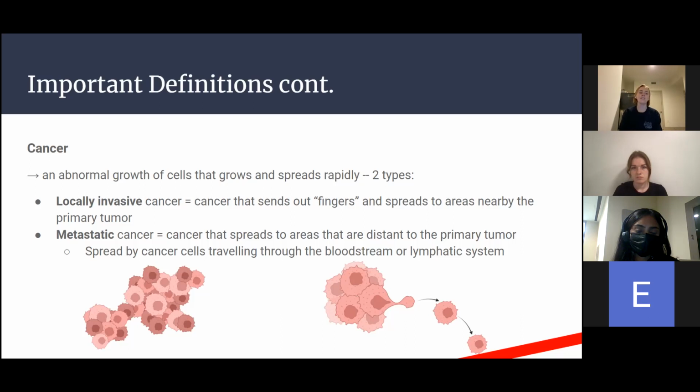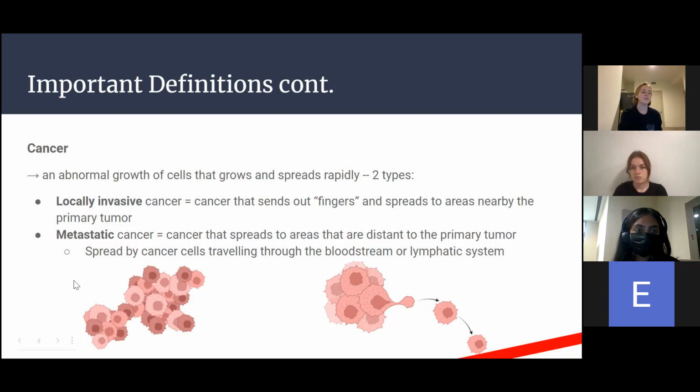On the other hand, we have metastatic cancer. This is cancer that spreads to areas that are distant from the primary tumor. Like I mentioned earlier, it can travel through the bloodstream or the lymphatic system.